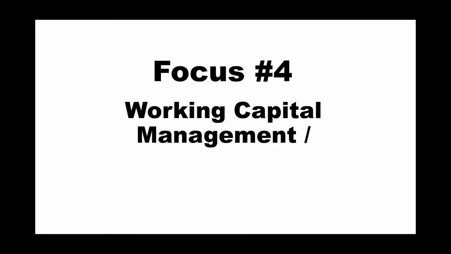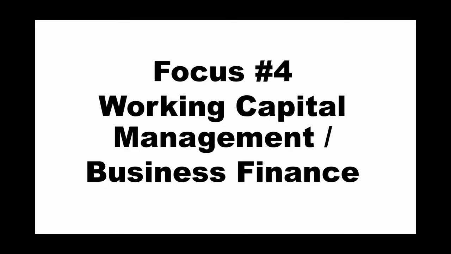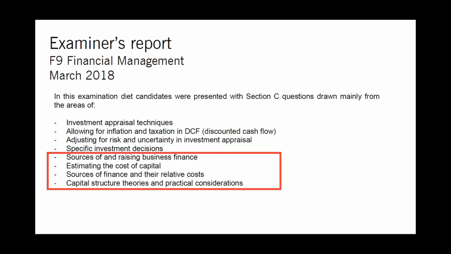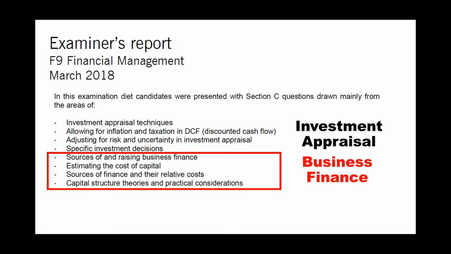And the fourth focus is working capital management and business finance. In Section C, in addition to investment appraisal, working capital management and business finance are two topics that will be tested in the ACCA F9 exam. The March 2018 examiner report only covers investment appraisal and business finance. In other words, working capital management wasn't tested in that exam. The Section C examiner report focuses on business finance. As we mentioned, investment appraisal was covered in the prior briefing.